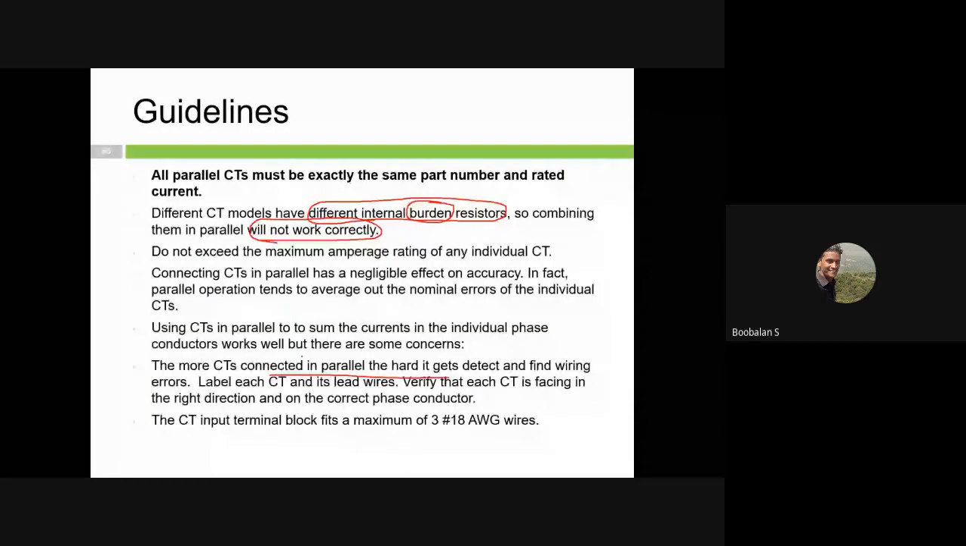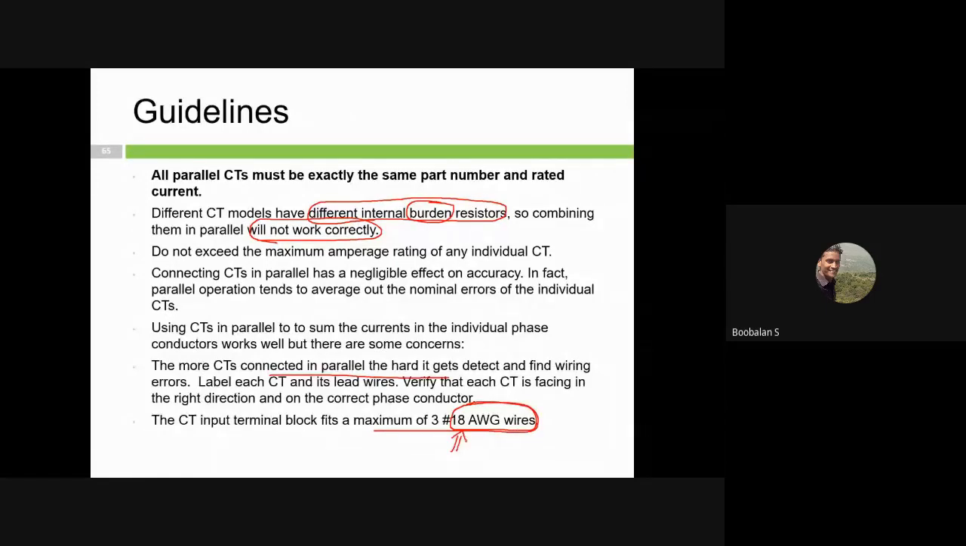When connecting CTs in parallel, the thickness of my wires should be 18 American wire gauge (AWG) at maximum. There is a standard, so we need to follow these things also. It should be about 18 American wire gauge thickness when connecting CTs in parallel.